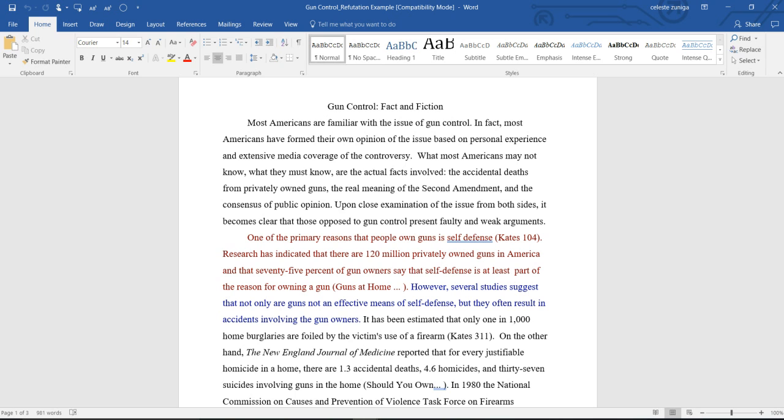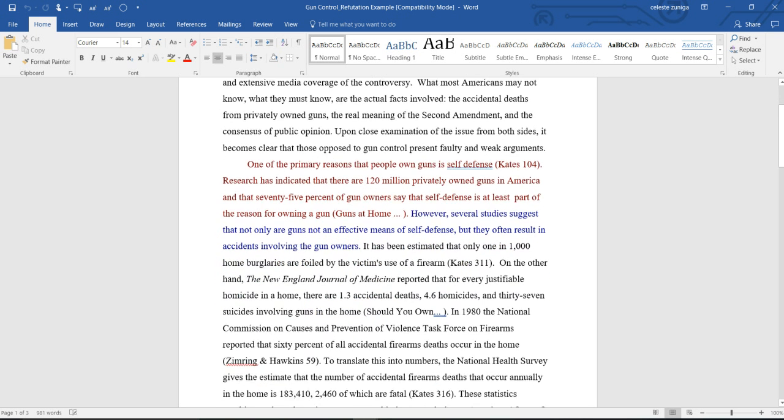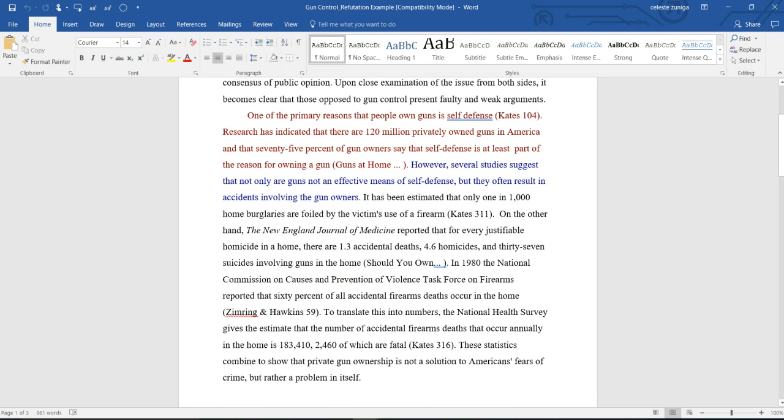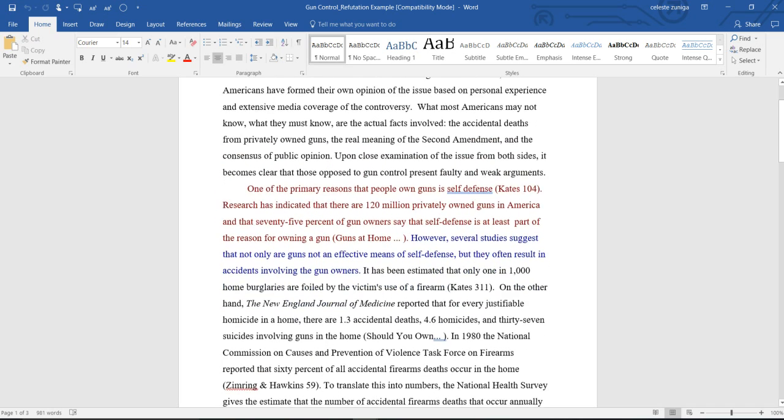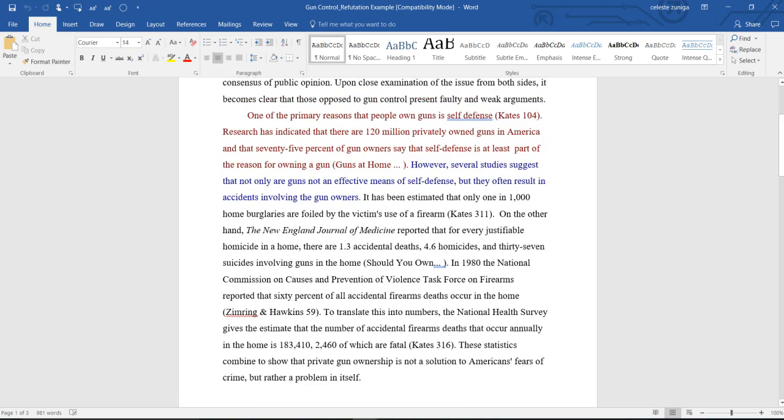It's like good bone structure, right? High cheekbones. It's having good bone structure in your argument. So even though it's not blatantly stated, your reader feels it as they're reading. It feels better because it makes more sense in their brain. Okay, so this is refutation form. It's about gun control, fact or fiction. And so let's look at one of the student CSE paragraphs.